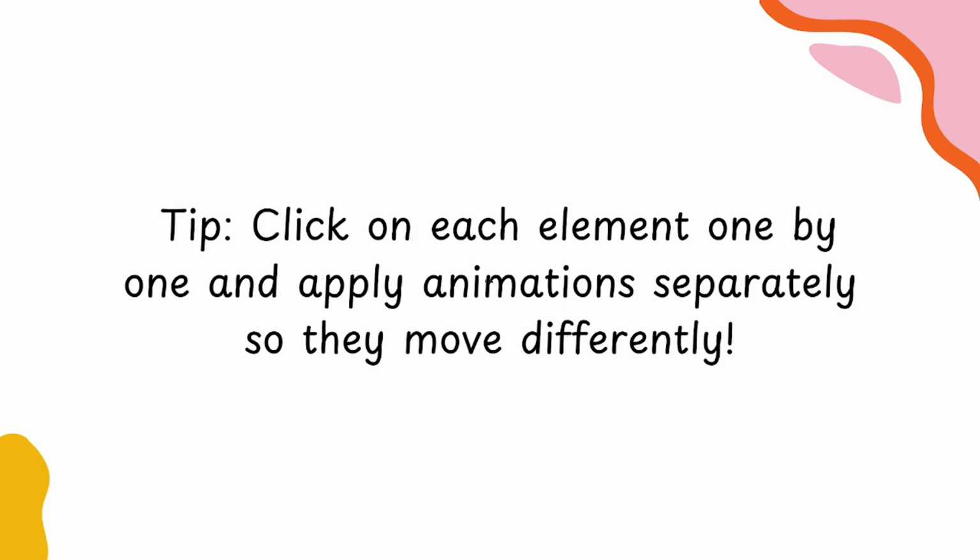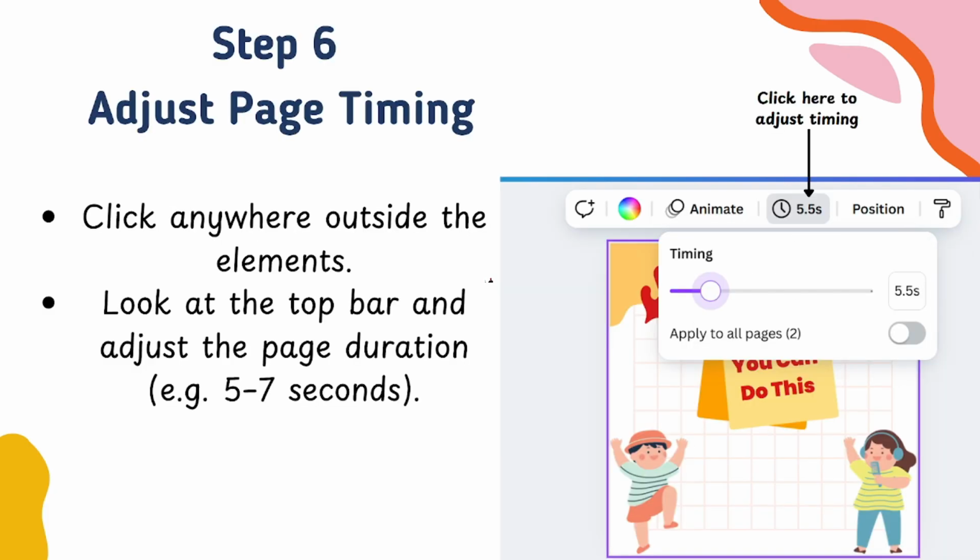All right, and then you just say I want to try different animation styles before you finally pick the one, so that you can pick the best one for it. Okay, so step 6 is adjusting the timing. If you feel like the timing is too long, you can adjust it from here. Or if it's too short, you can increase it. So just give it the perfect timing.